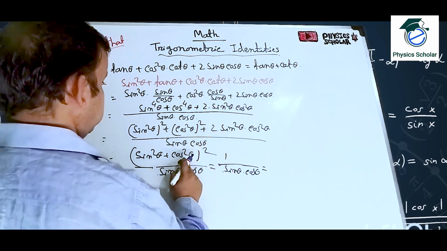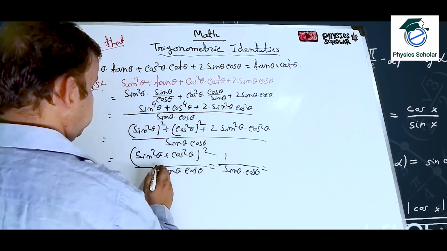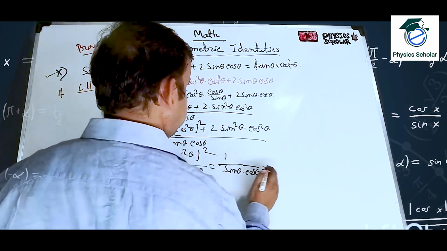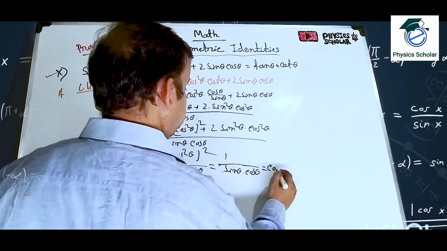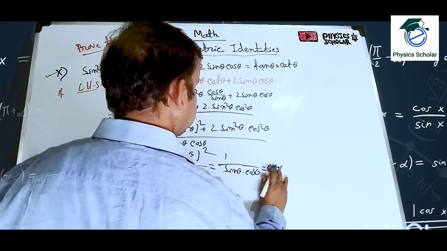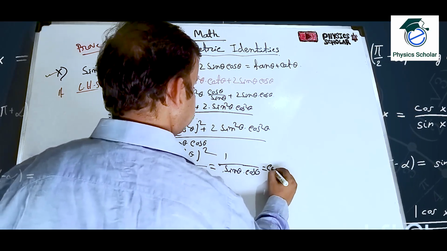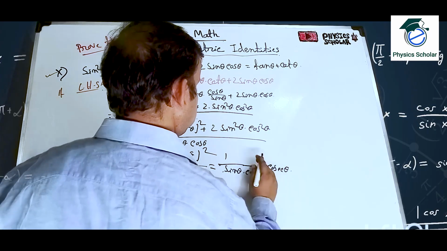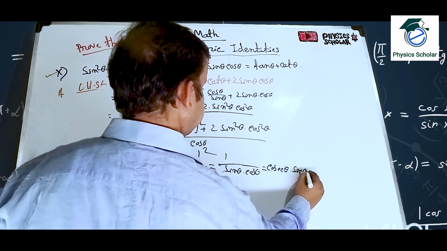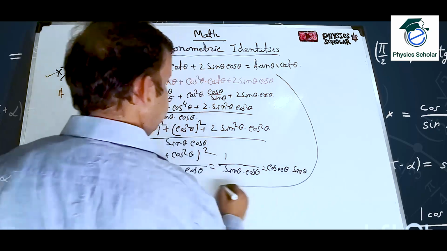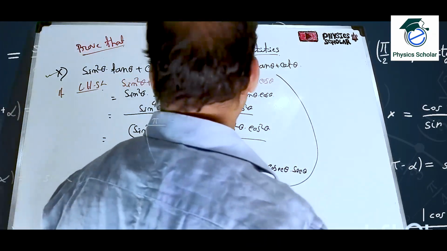Okay, so 1 by sin theta cos theta. Sin means reciprocal is cosec theta, and 1 by cos means sec theta. Okay, so this is what we get on the left hand side.